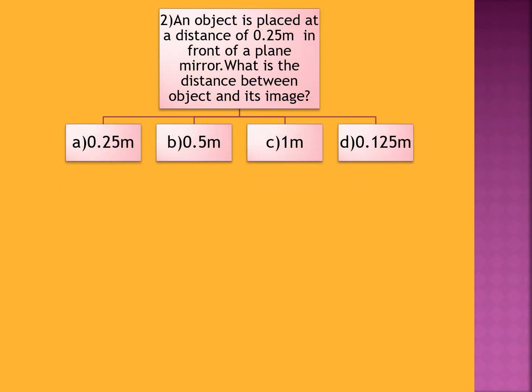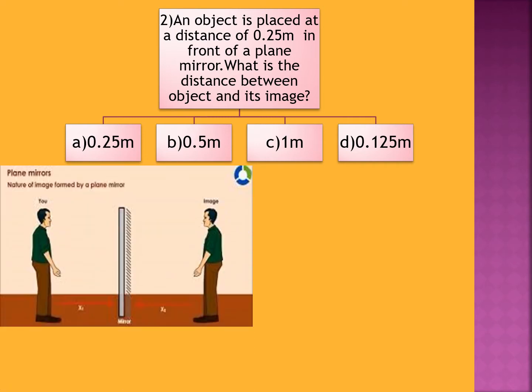Moving on to the second question. Reading the question is very important. The second question says that an object is placed at a distance of 0.25 meter in front of a plane mirror. So there is a plane mirror and there is an object here. Now what is the distance between the object and the image? So this is the situation: this is the mirror and the object is standing here. Let's say this distance is given to us as 0.25 meter.